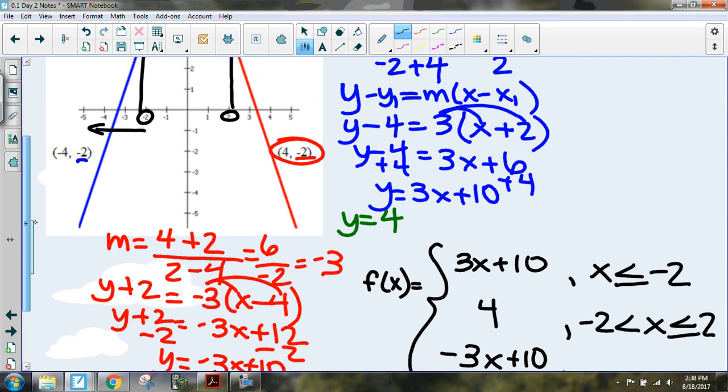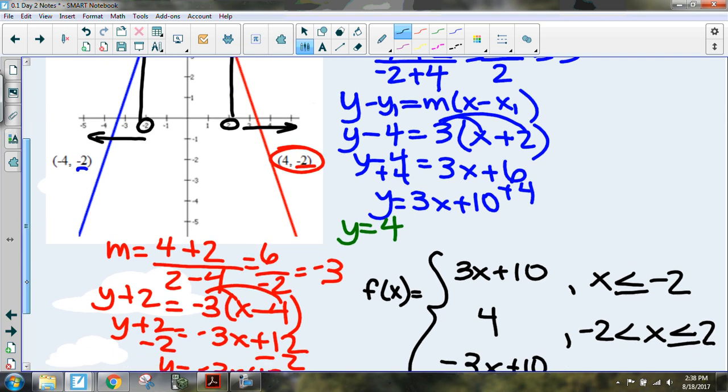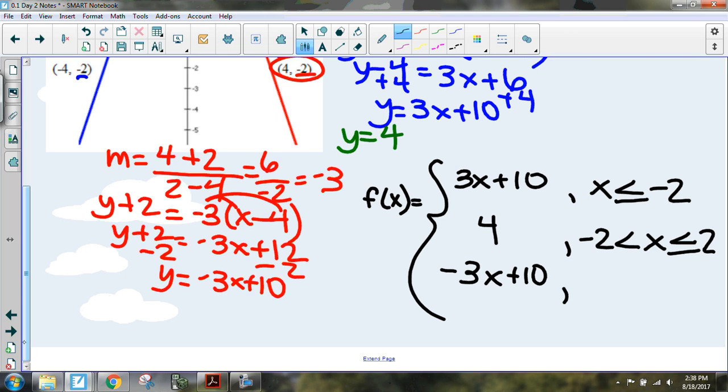Now the red one goes from 2 to the right, so those are x's that are greater than 2. We already have the equal sign in the second line, so we don't need it in the third. So you just pick which one you want. Whenever something meets at another line, you put the equal sign in one or the other. It doesn't matter which one you put it in.